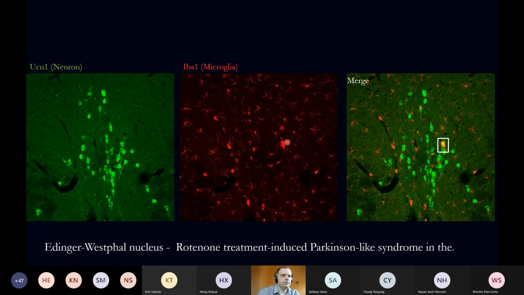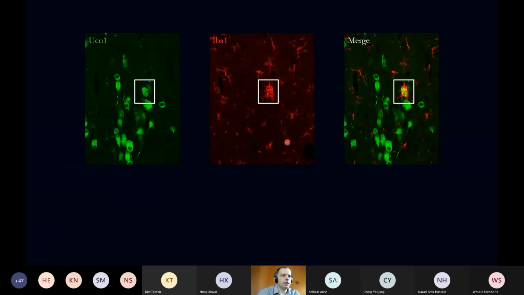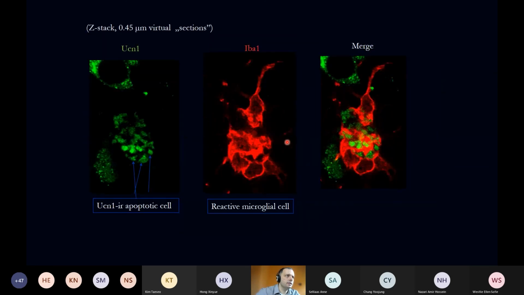And if we zoom in a bit with a confocal microscope, one can see that this cell is falling apart, so we think it is degenerated. And you can see the red microglial processes as the dying cell is cut into parts, and it's removed by the phagocytotic reactive microglial cells.